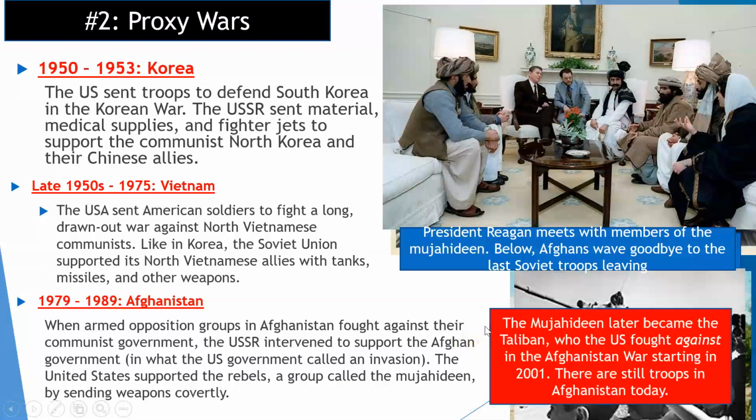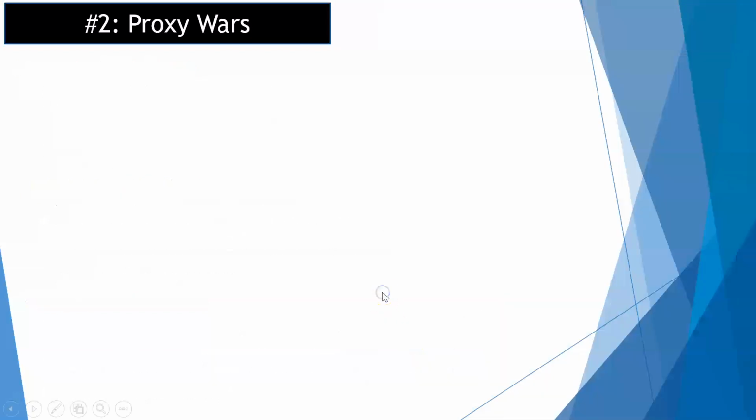Now, the Mujahideen later became the Taliban, who the U.S. fought against in the Afghanistan war starting in 2001. There are still troops in Afghanistan today fighting against the Taliban or dealing with the aftermath of that war, a group which the United States in the 1980s, in this big form of historical irony, actually funded.